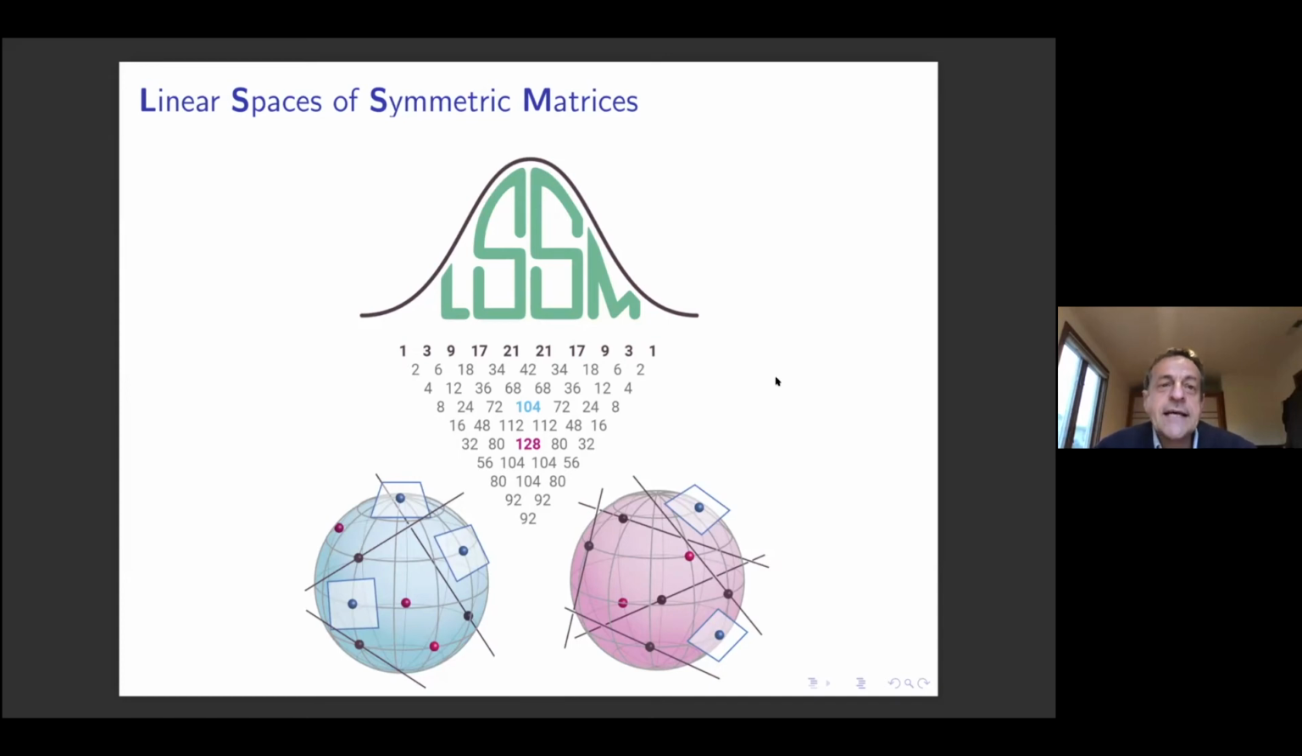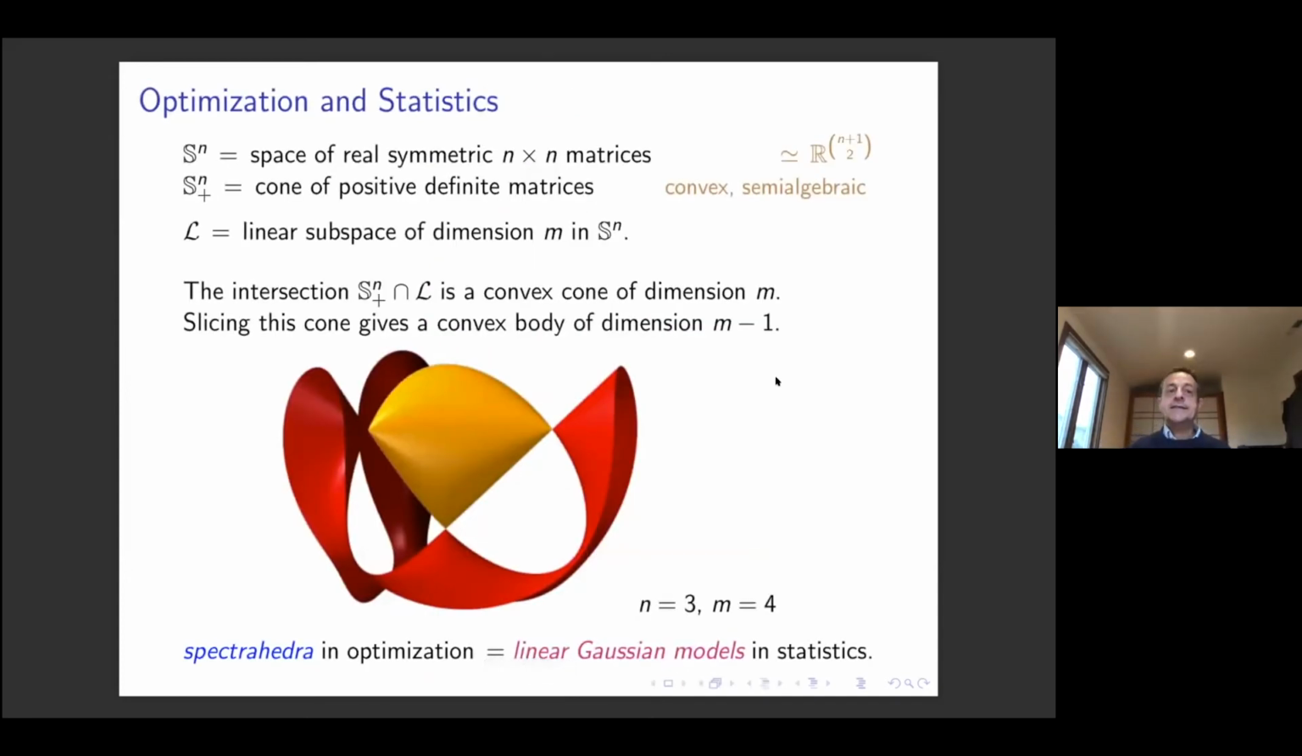So what is LSSM about? Well, let's talk about applied topics. So in particular, optimization and statistics. I'm going to write Sn for the space of real symmetric n by n matrices. That's a real vector space of dimension n plus 1 choose 2. In this vector space, we have a convex cone, a closed convex cone of positive semi-definite matrices, and I call this Sn plus.